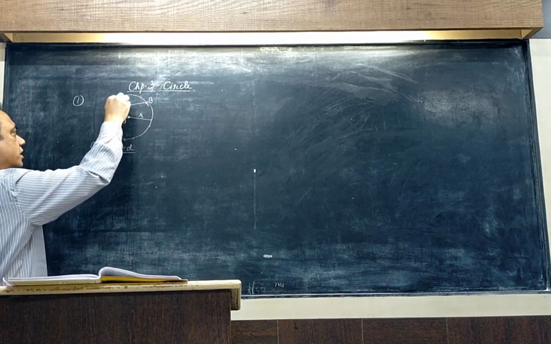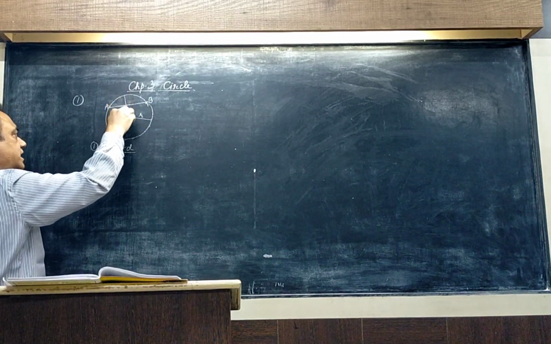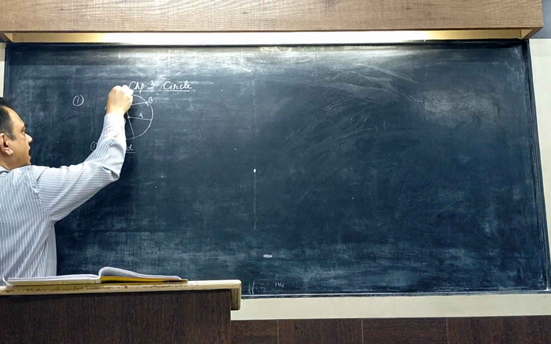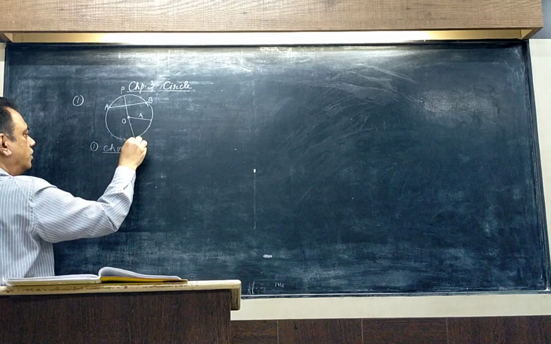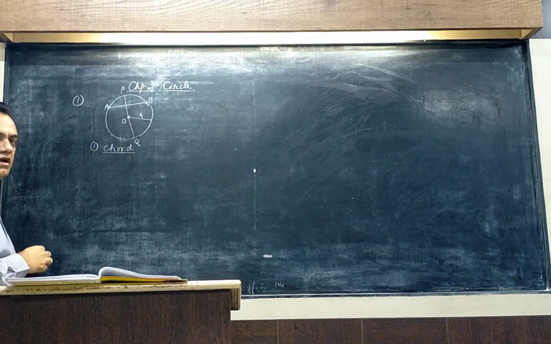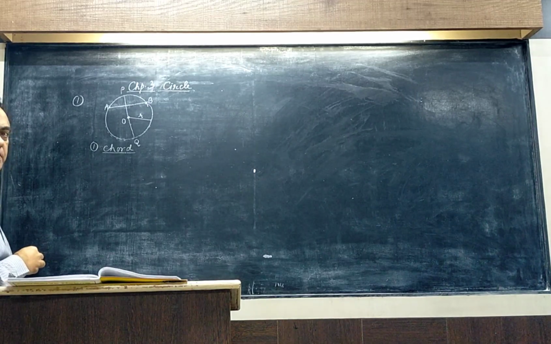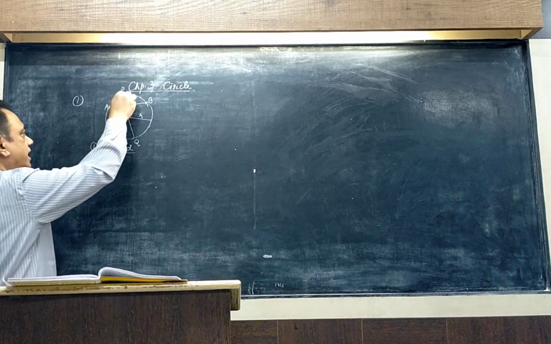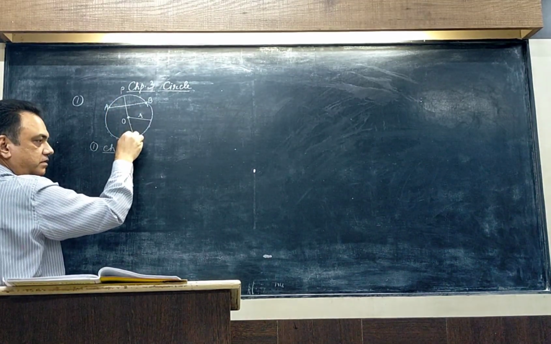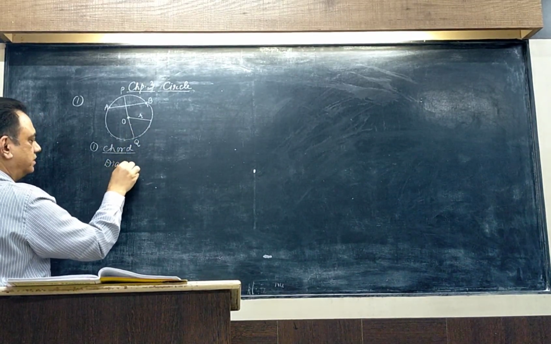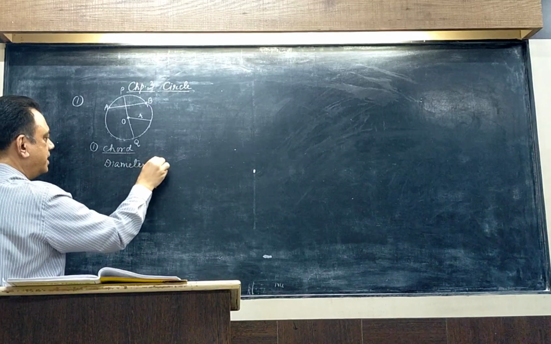If this chord passes through the center of the circle, then it is called the diameter of the circle. Let's talk about the diameter now. Diameter, I made PQ.